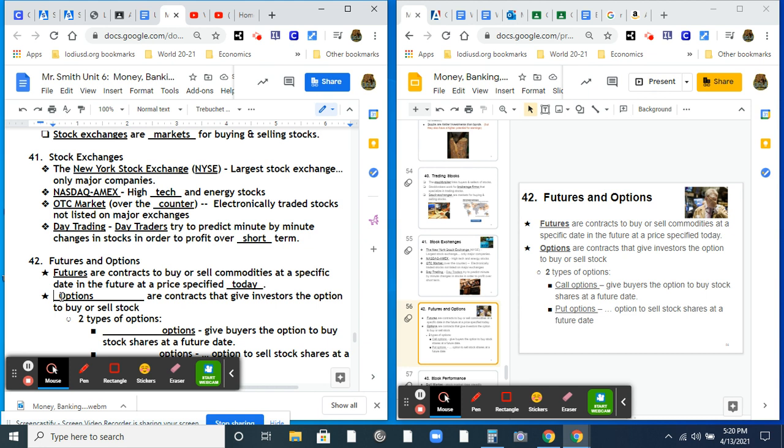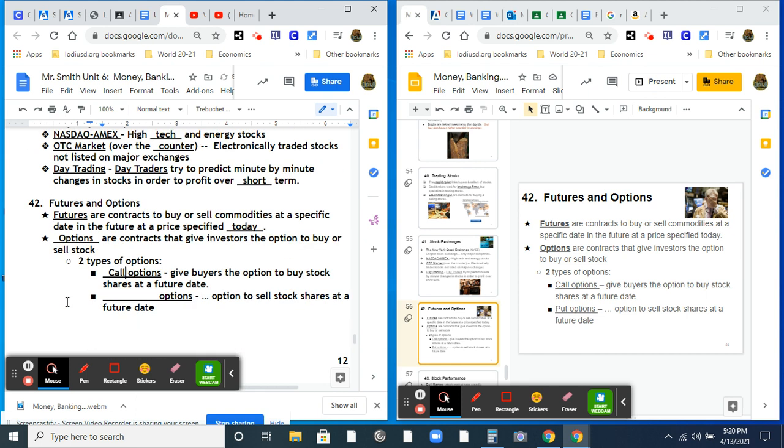Futures are, you're basically predicting future value. Commodities can be, I don't know, pork bellies, gold, diamonds, I think citrus is another one. There's all kinds of commodities, but it's a specific good. It's not just random stuff. It has to be a specific good.